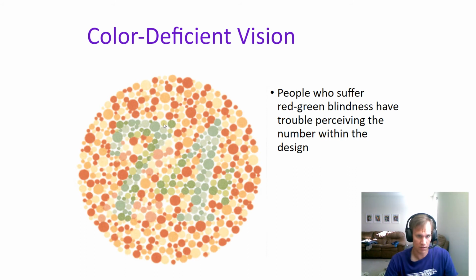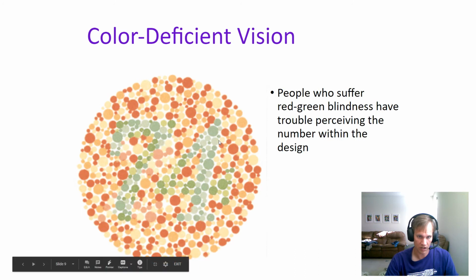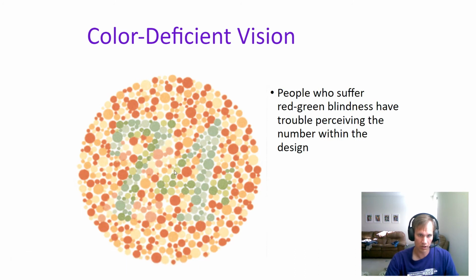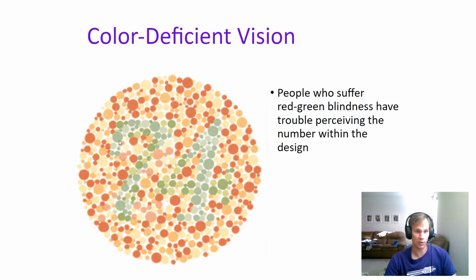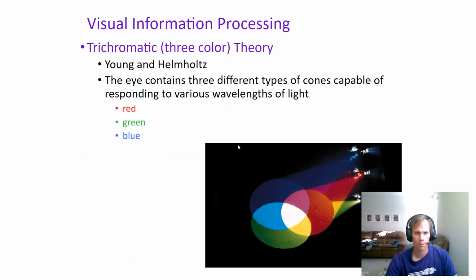So the number 74 here, someone with this specific type of color blindness would not be able to see the number here. It just all kind of looks the same and meshes together. So if you're looking at this and you can't see the 74 right here, well, you have color blindness to a degree. Okay, and there's lots of different tests for that.